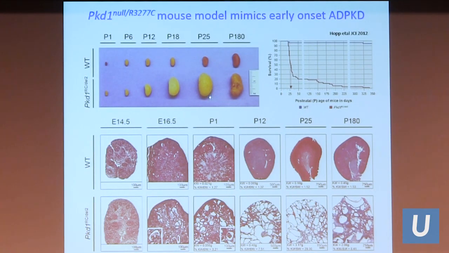We also mimic this in the mouse model by putting a null allele with the hypermorphic allele. Then we get very rapidly progressive disease with large kidneys, about 25% of the weight of the whole animal made up by these kidneys by just 25 days of age. We can see that they generally die early. So very much mimicking the early onset disease that we saw in the ADPKD patient.